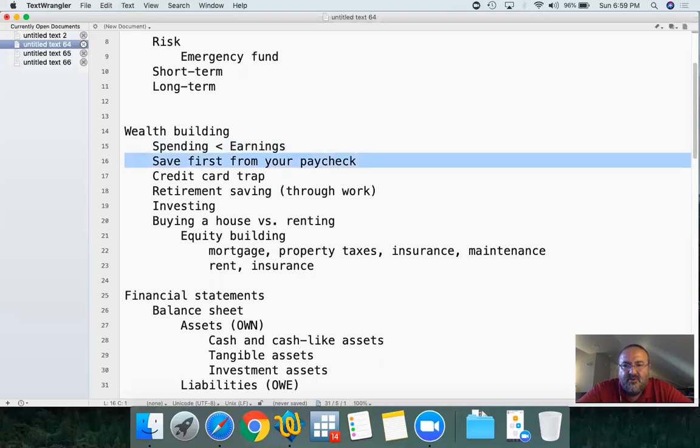So it is usually a good idea to save first from your paycheck, meaning let's say you have a paycheck that's about $2,000, perhaps setting aside $250 as savings and putting it into a savings account, which we're going to talk about in the next chapter.